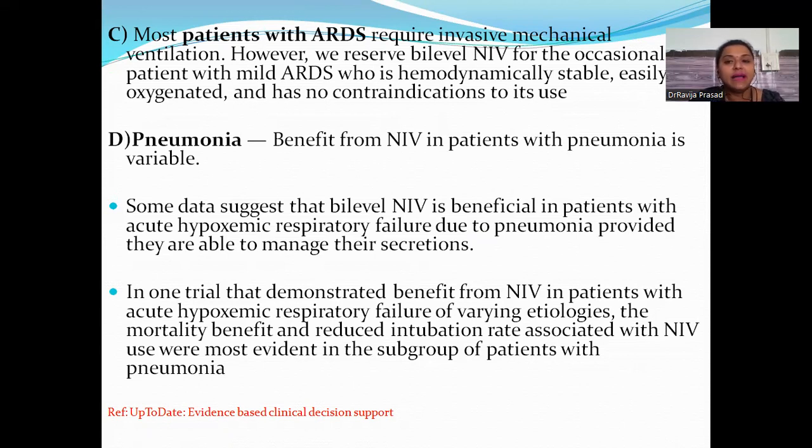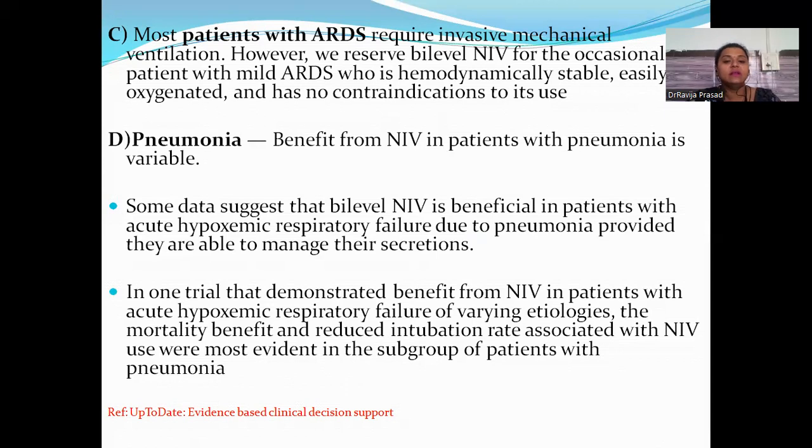However, we reserve bilevel NIV for the occasional patient with mild ARDS who is hemodynamically stable, easily oxygenated, and has no contraindication to its use. Fourth, that is pneumonia. Benefits from NIV in patients with pneumonia are variable. Some data suggest that bilevel NIV is beneficial in patients with acute hypoxemic respiratory failure due to pneumonia, provided they are able to manage their secretions.